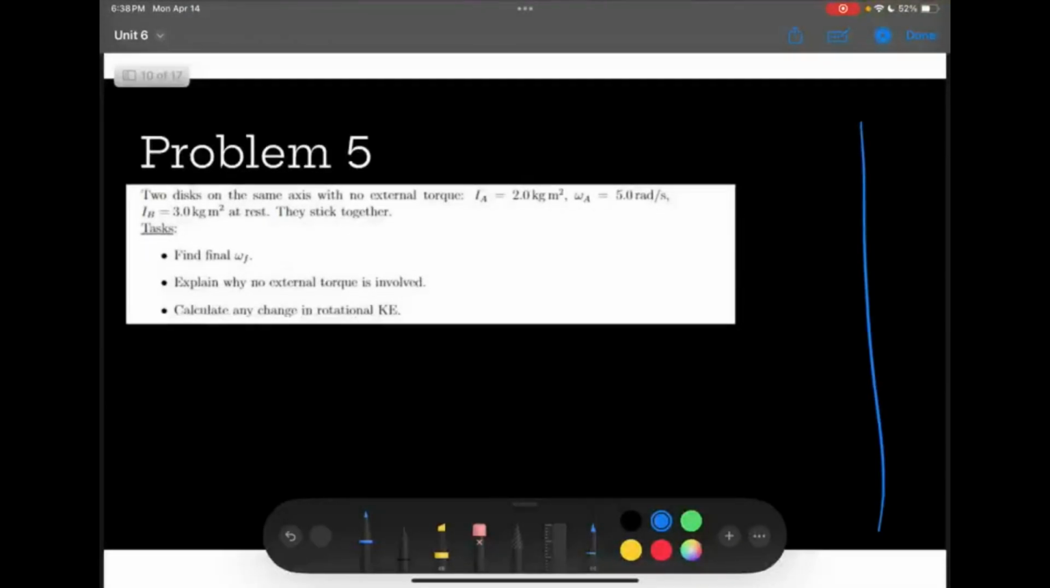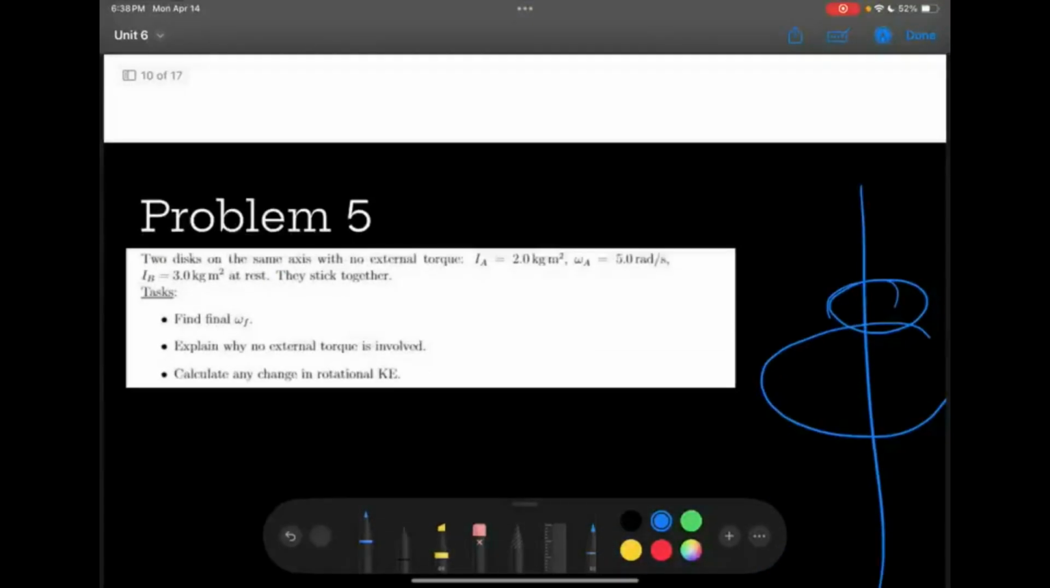So here we have two disks, A and B, and originally A is moving at 5 radians per second. It's rotating, and they have some rotational inertias that they're given, and eventually they stick together. And the question is asking us, find the final angular velocity when they stick together. Now this is kind of the more difficult parts of the unit. So we need to think, okay, these two disks are in a system together. Is there any external torque on these two disks?